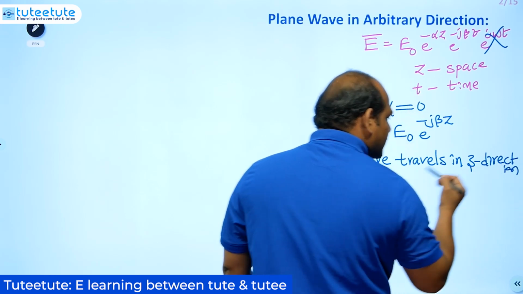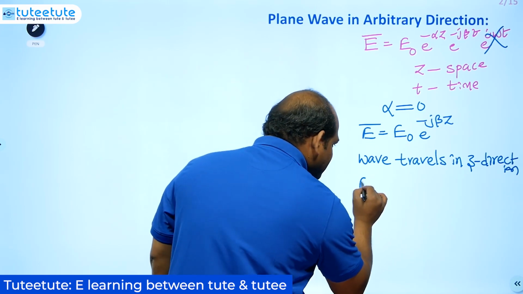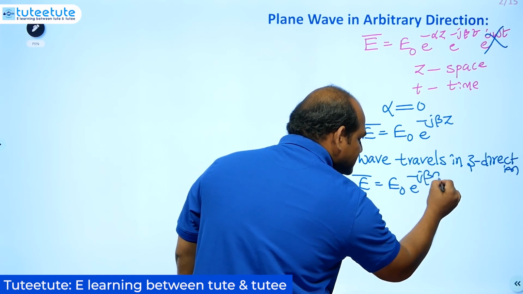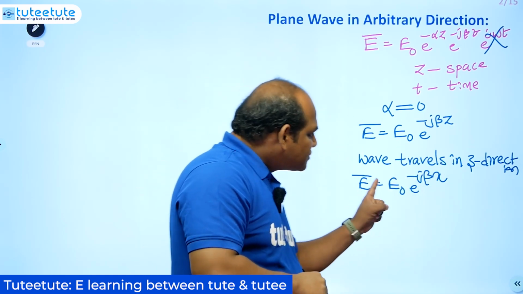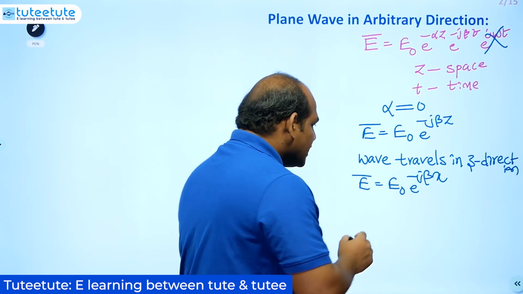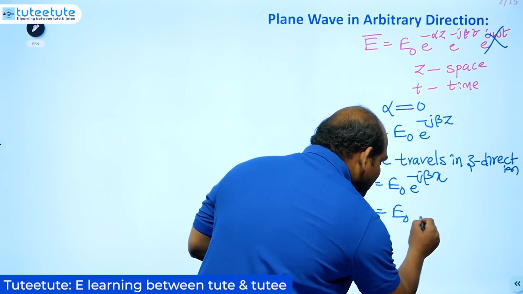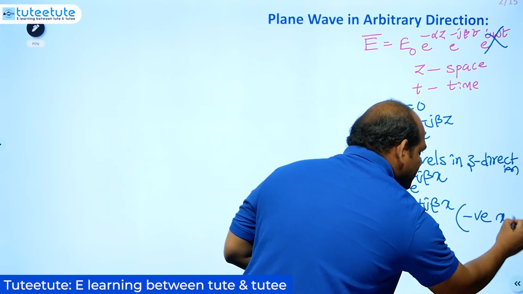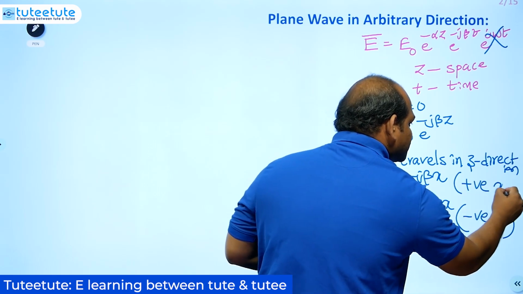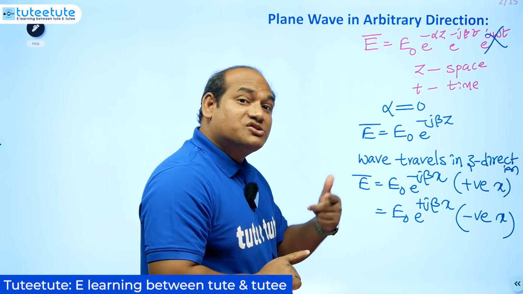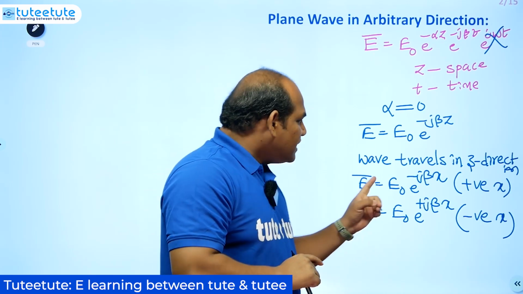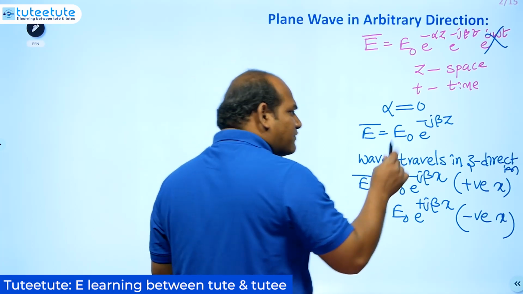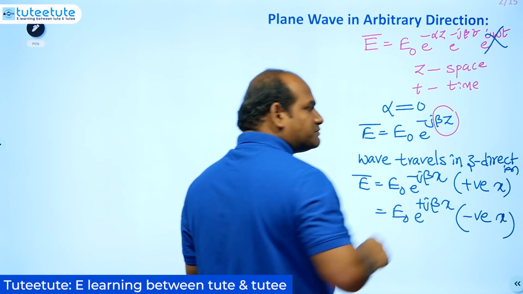If the equation is like this, E bar is equal to E naught into e power minus j beta x, what is the meaning of this? The wave is traveling in the x direction. If I give E naught into e power plus j beta x, the wave is traveling in the negative x direction; here, positive x direction. If the wave is traveling in the positive y direction, how is it represented? E naught into e power minus j beta y. And we will see exactly what this is.